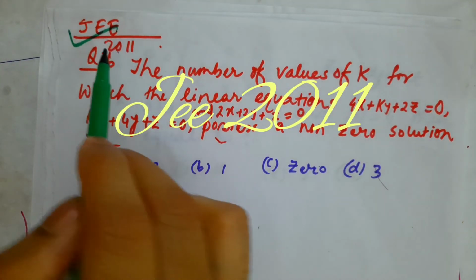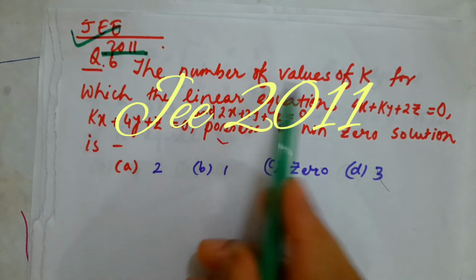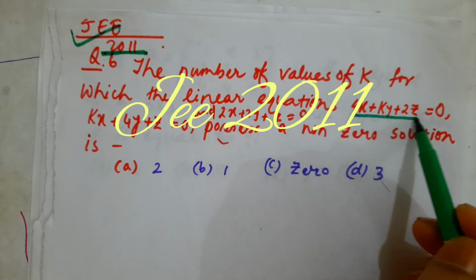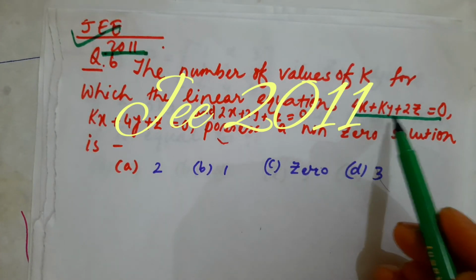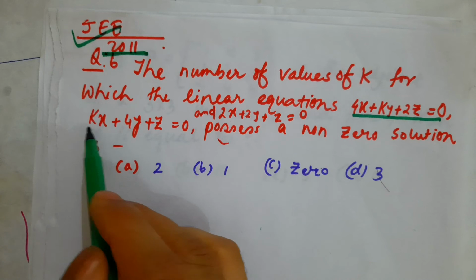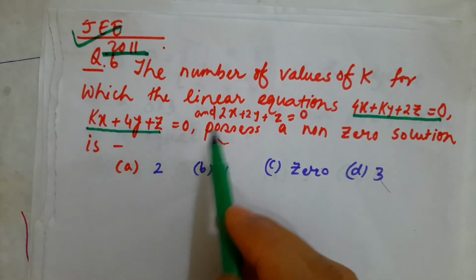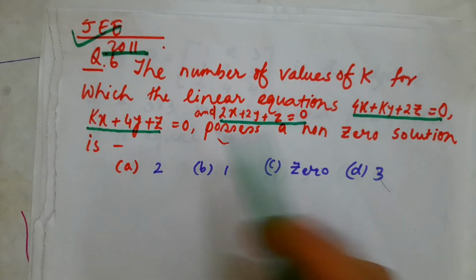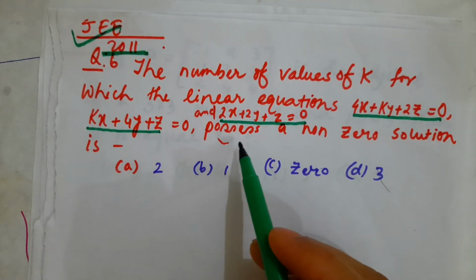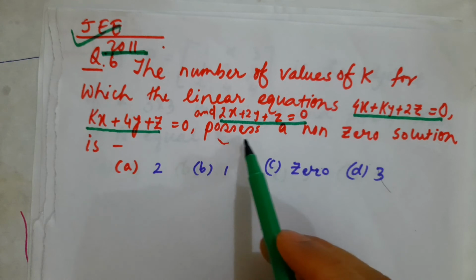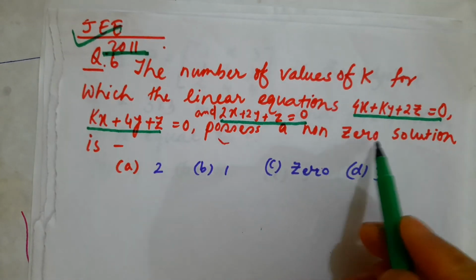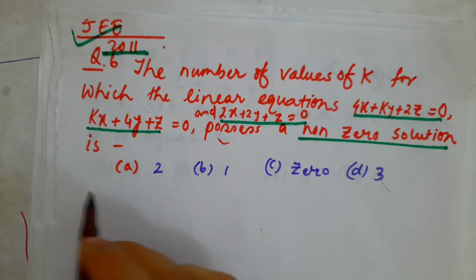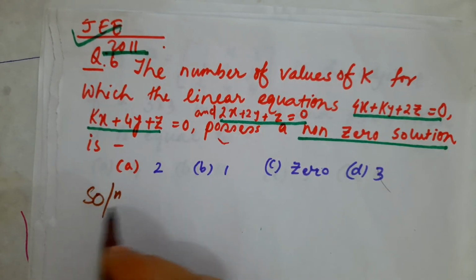Asked in JEE 2011. The number of values of k for which the linear equations 4x plus 4k plus 2z equal to 0, kx plus 4y plus z equal to 0, and 2x plus 2y plus z equal to 0, three linear equations, possess a non-zero solution.